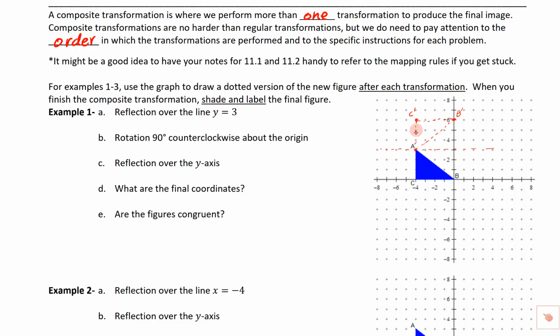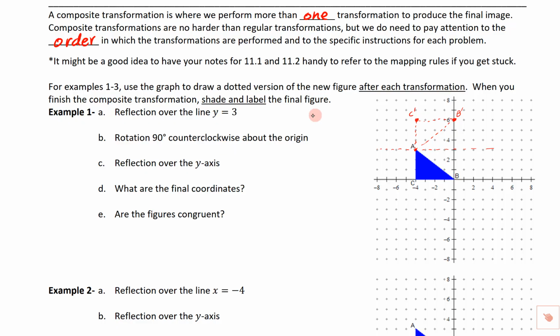Now, depending on how many of these we have, this could get a little bit messy. I'm going to go ahead and leave that line of symmetry for right now, and we'll just see how this works out and see what we get. All right, so then it says a 90-degree counterclockwise rotation about the origin. So that means we want to take these points right here, and we want to do a 90-degree counterclockwise rotation.